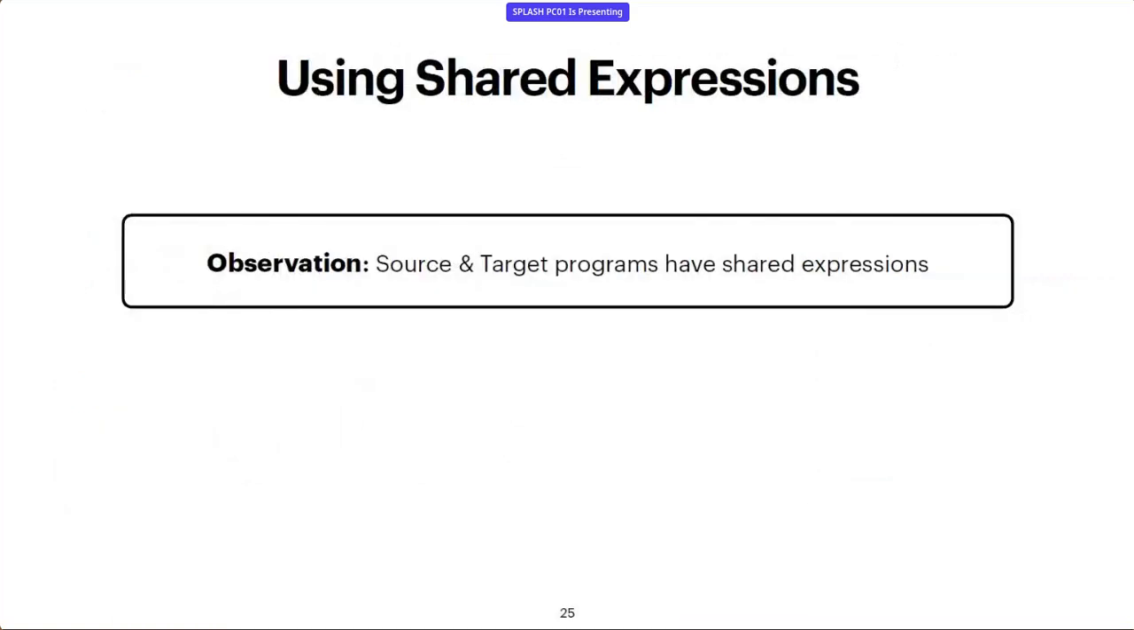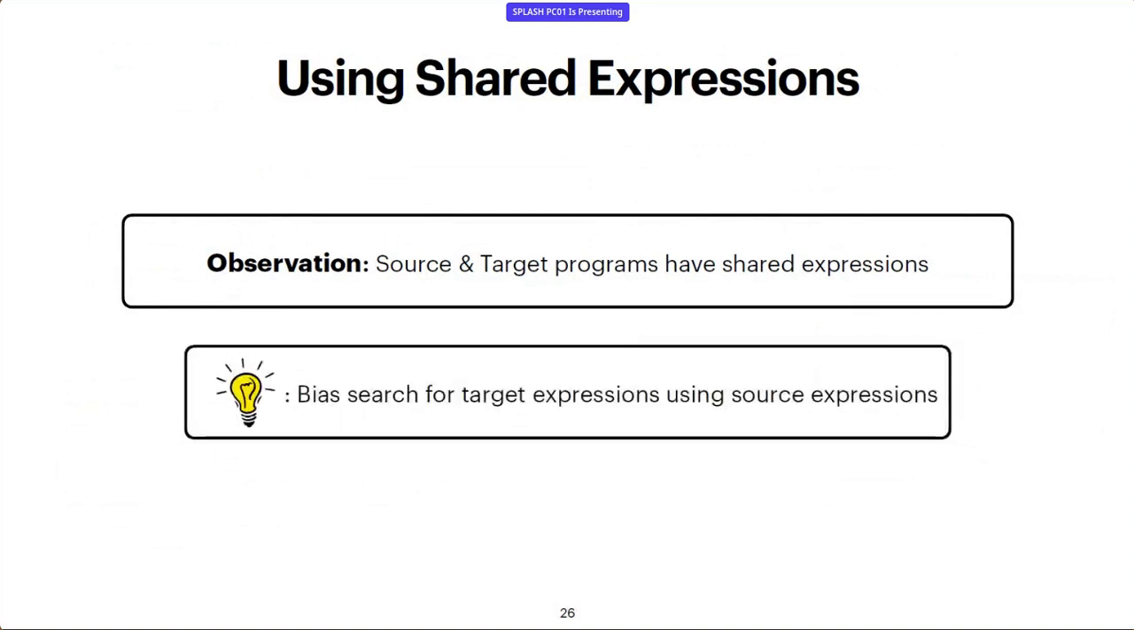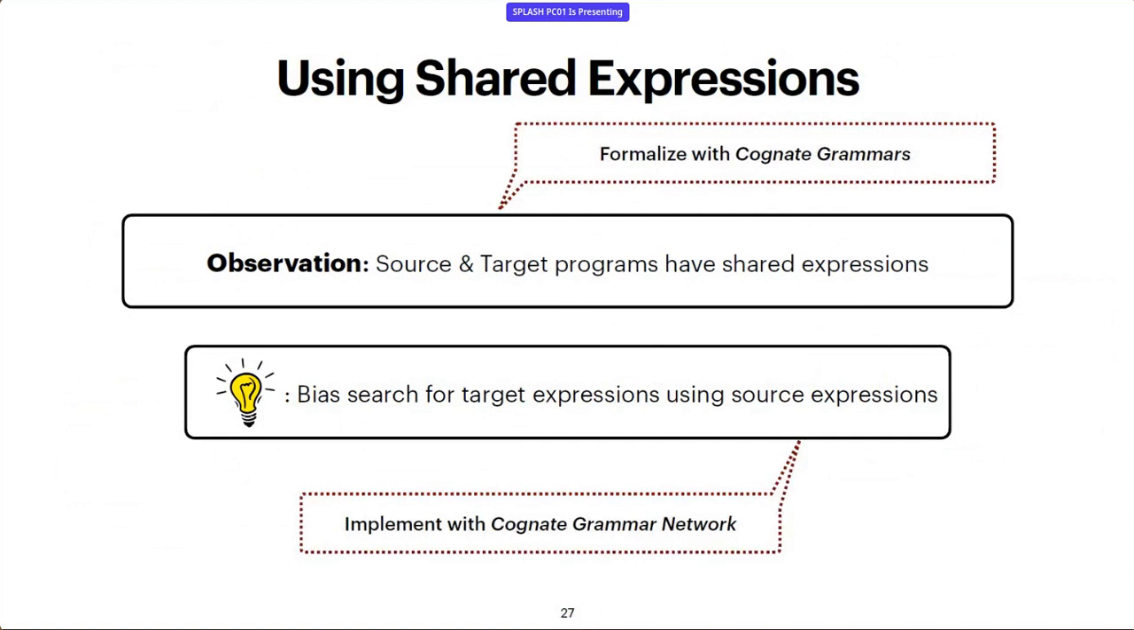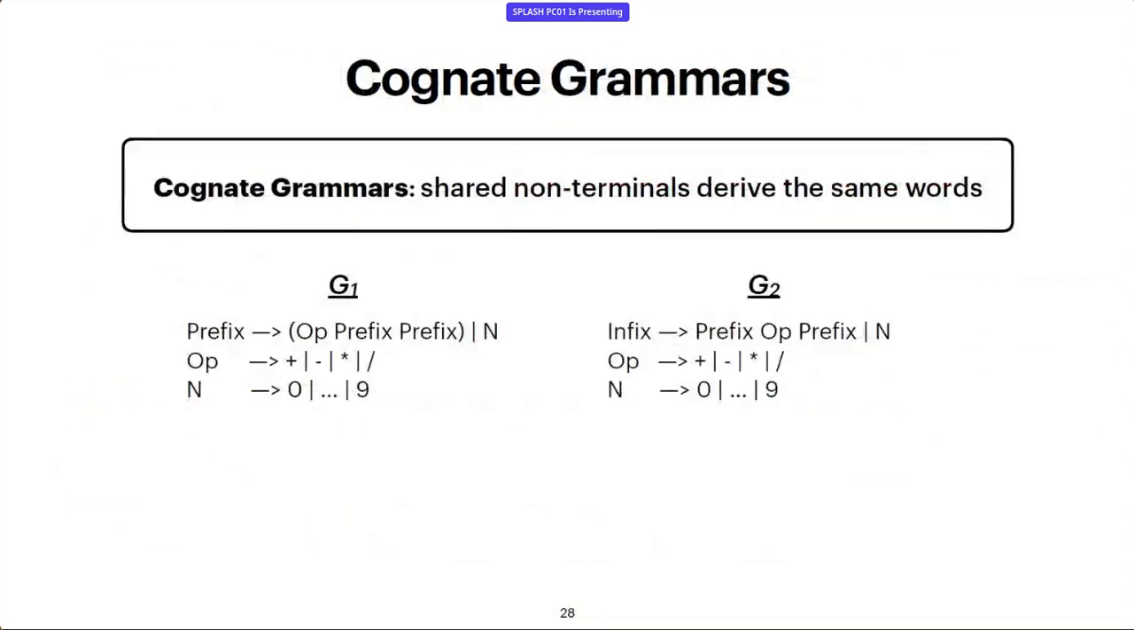Recall our first observation was that the source and target programs have shared expressions. And our idea here is to bias the search for target programs that contain expressions from the source program. To take advantage of this, we formalize our observation using a notion that we call a cognate grammar, which I'll explain in a second. And then we implement our idea using a cognate grammar network, which is a neural architecture. Okay, so first, what is a cognate grammar?